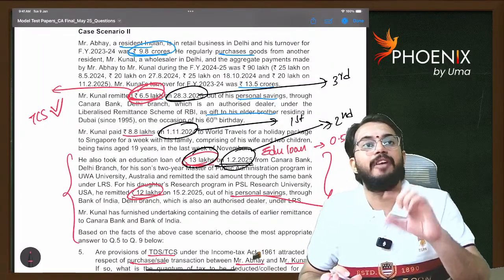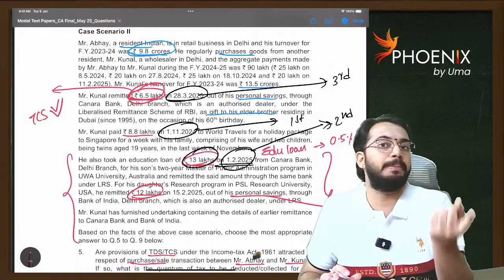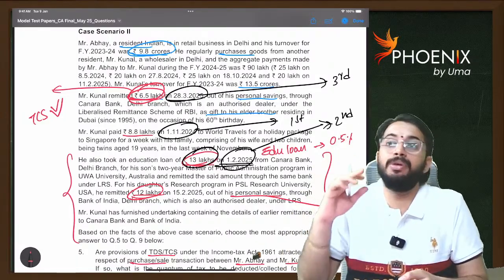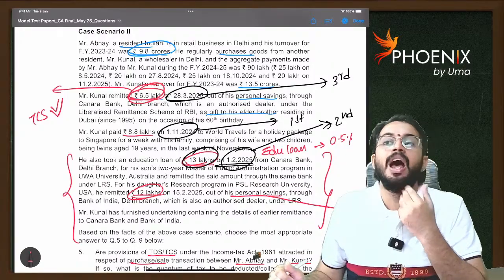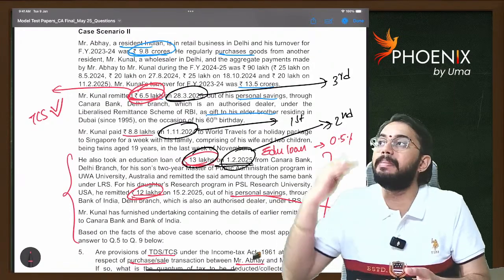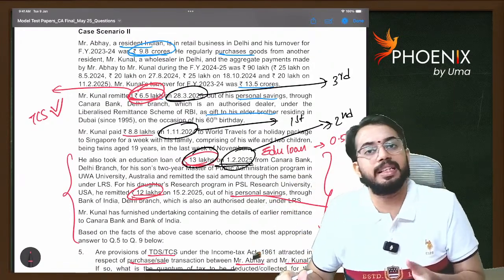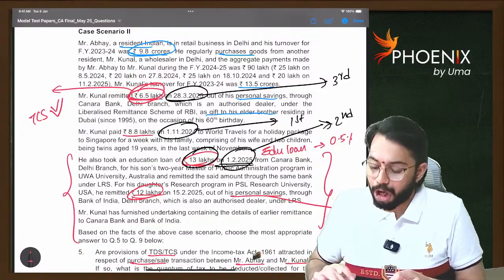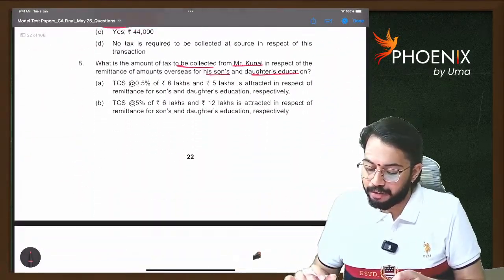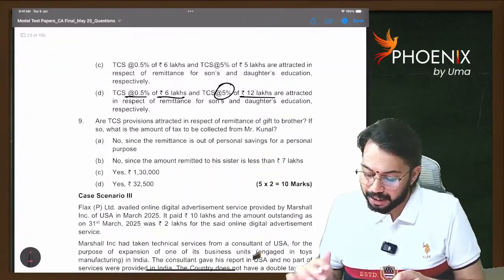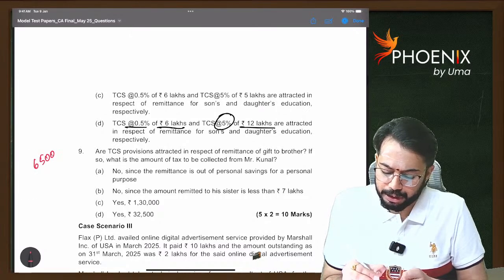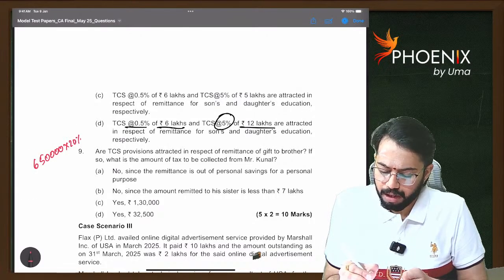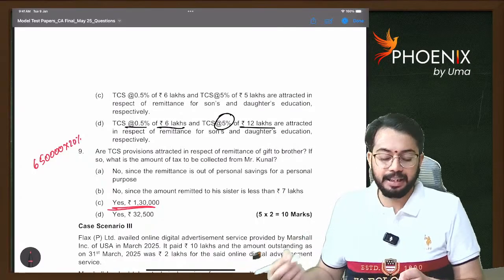What I said, for education purpose, for health purpose, if you remit money outside India, rate of TCS is 5%. Other than education and health, if you remit money outside India, rate of TCS will be 20%. So on the 6,50,000 rate of TCS is 20%. So 6,50,000 into 20%, how much? 1,30,000. This is the answer.